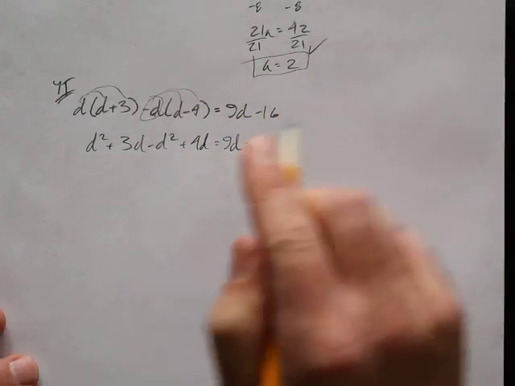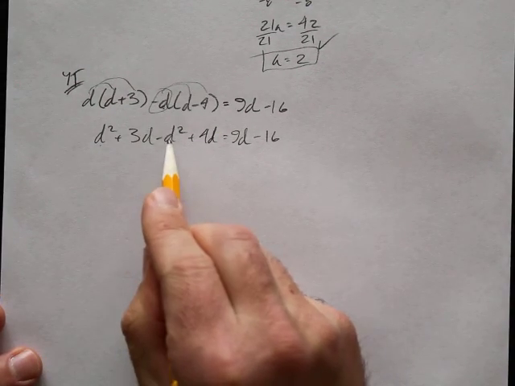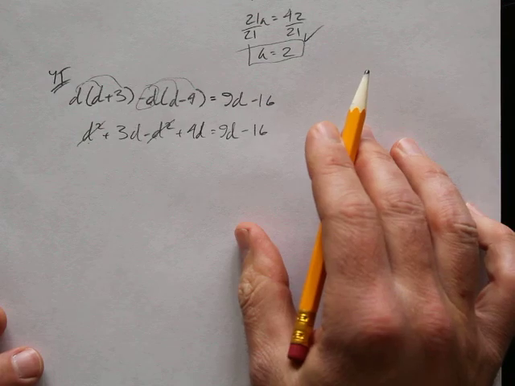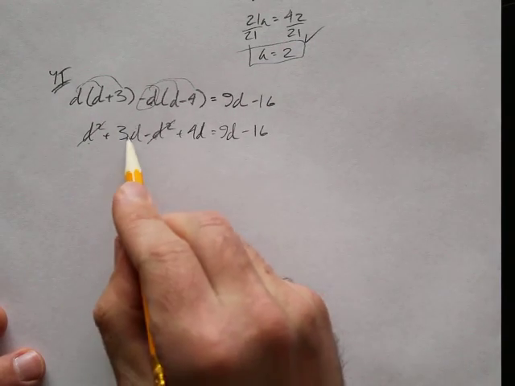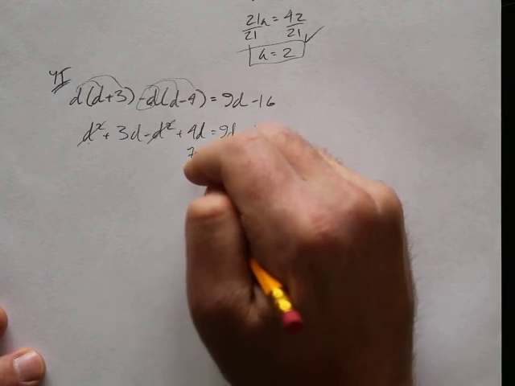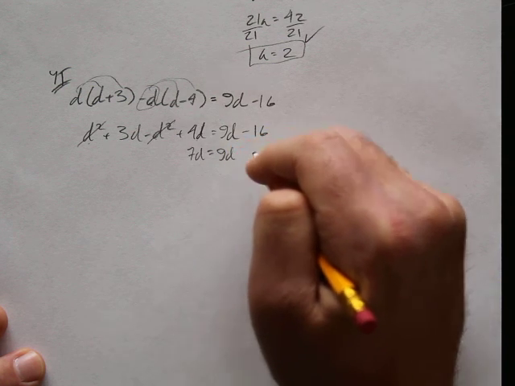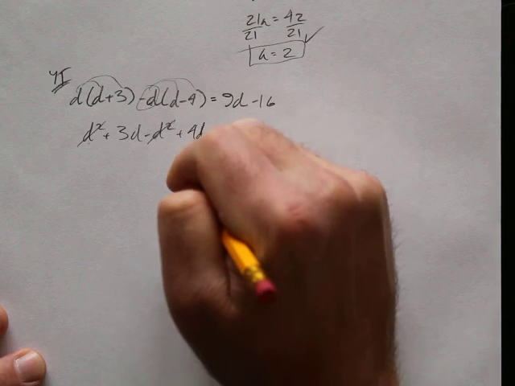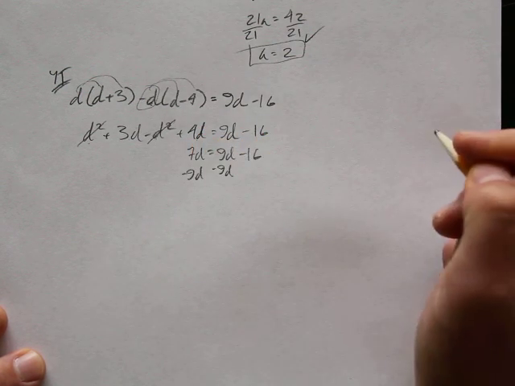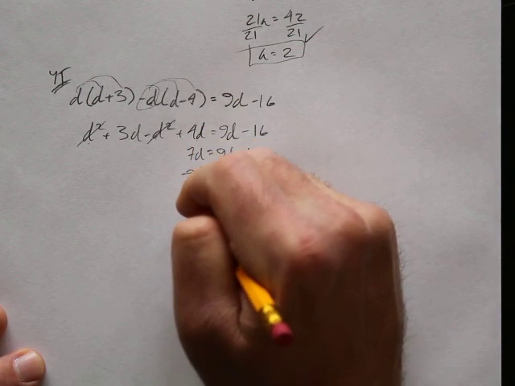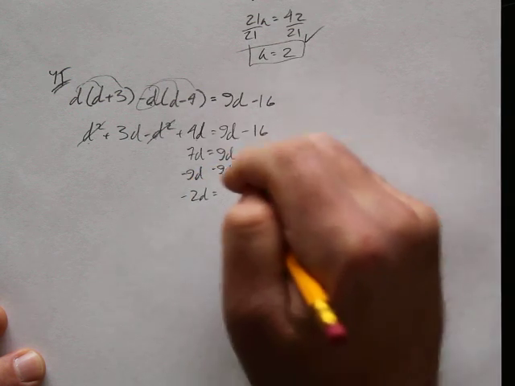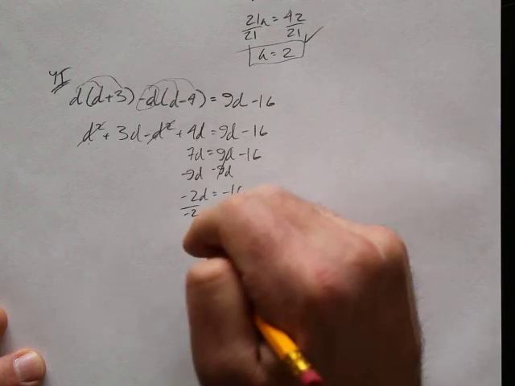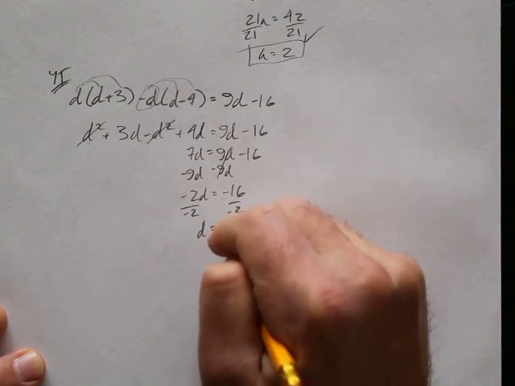Okay, I've got a d squared minus d squared. So those two terms just cancel each other out to be 0. Now I've got 3d plus 4d, which is 7d, equals 9d minus 16. I'm going to subtract 9d from both sides, so I get the d's on one side, and 7 minus 9 is negative 2d equals negative 16. Divide both sides by negative 2, d equals 8.